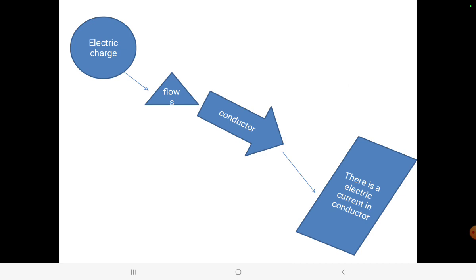Next, electrical charge flows through a conductor. If the electrical charge flows through a conductor, that is nothing but an electrical current, a passing of electricity. So this is a clear picture explaining that if the electrical charge flows through the conductor, then we can say there is some electrical current in the conductor.